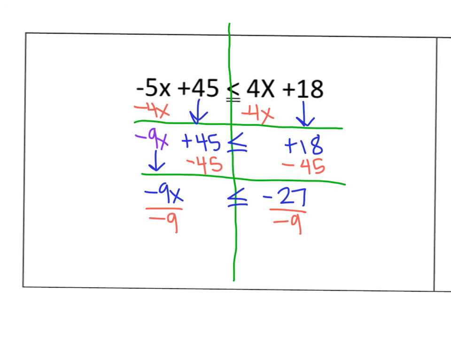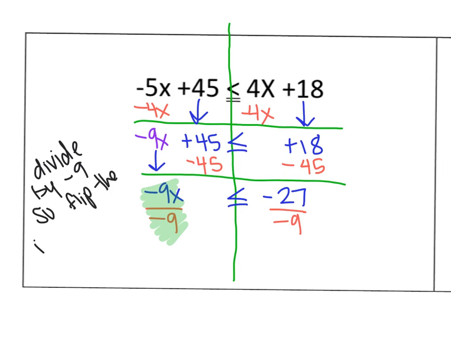And this is the point where I have to look and double check. If I divided by a negative number, then I must flip my inequality sign. So this time, I am going to divide by negative 9. So flip the inequality symbol.